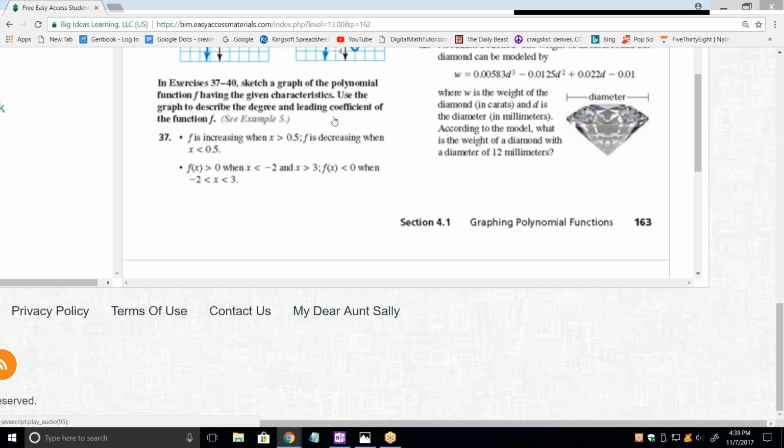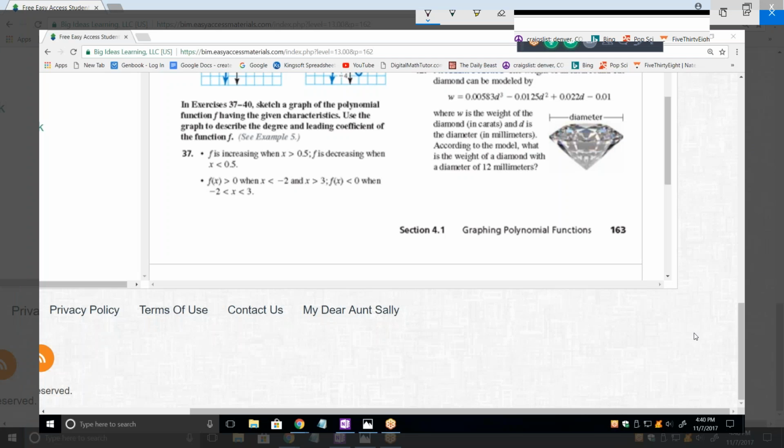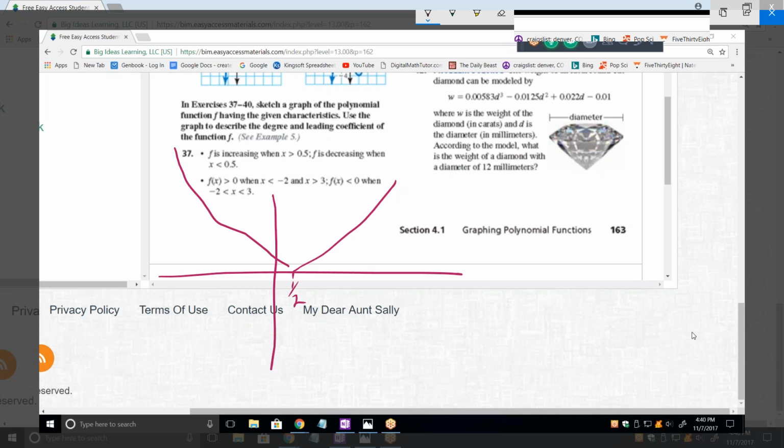Okay. So, sketch a graph given the characteristics. Let's see if I can. Well, we can do 37. So, they said when x is greater than 1/2, the graph is increasing. There's one part sketched. F is decreasing when x is less than 1/2. What's the other part I have to sketch? That's the way it can be decreasing.